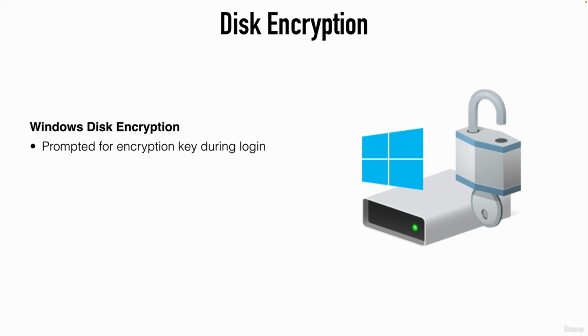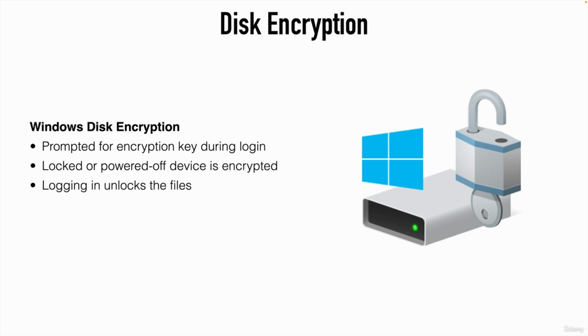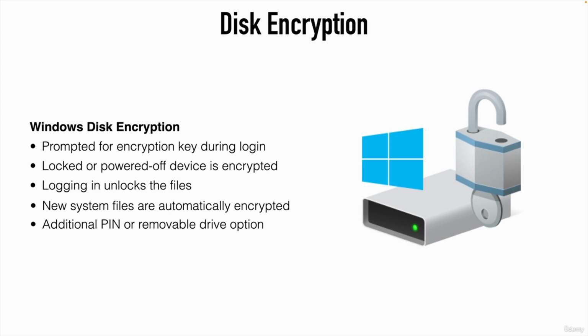When we use these options, after you encrypt the hard drive and you log in once again, you'll be prompted for your encryption key. When the device is locked or powered off, all of the files are encrypted, and when we log in, those files will become unlocked and allow the system to operate just as though it were unencrypted. Any new files placed on the system would automatically be encrypted on the fly to ensure that everything is still being protected. Also note that with BitLocker, you can set an additional PIN, or you can require the insertion of a removable device like a flash drive in order to unlock the normal startup process. So that's a further protection mechanism that we have available.